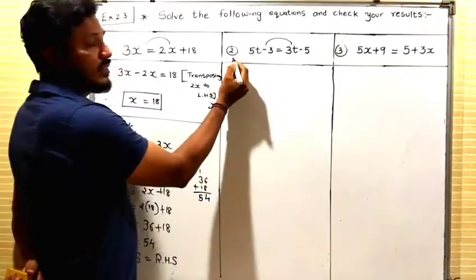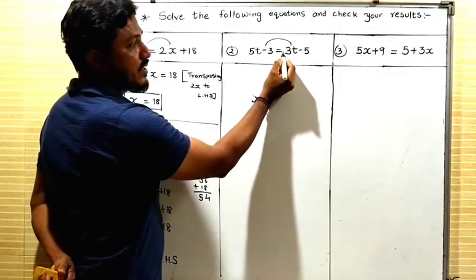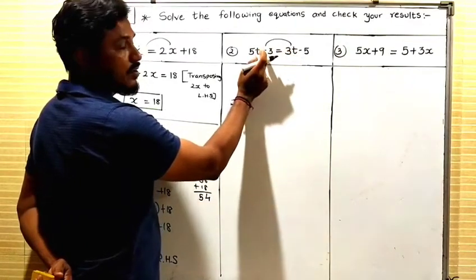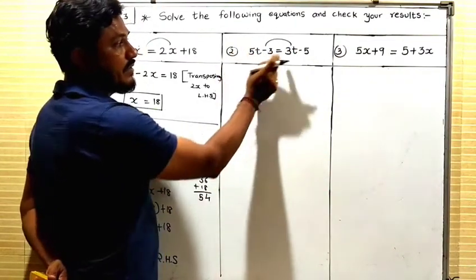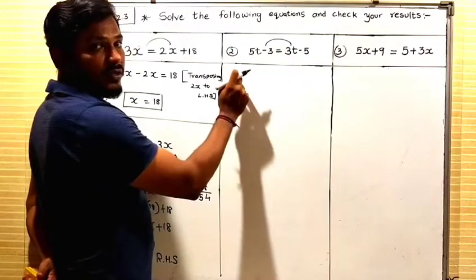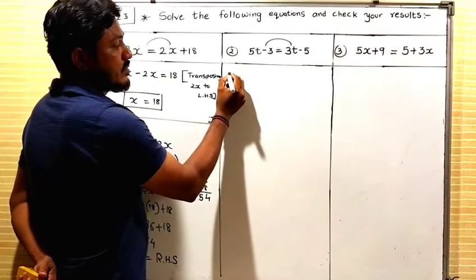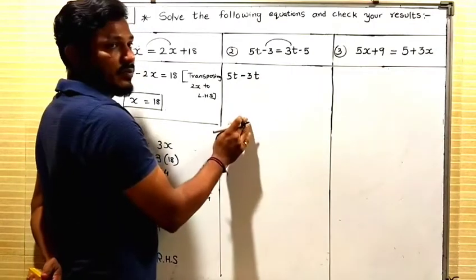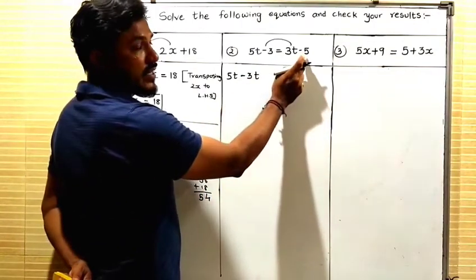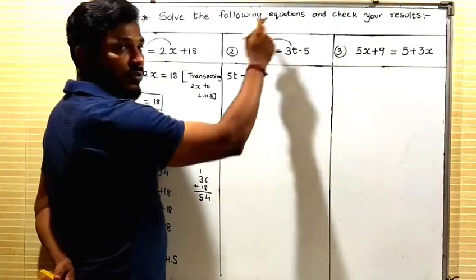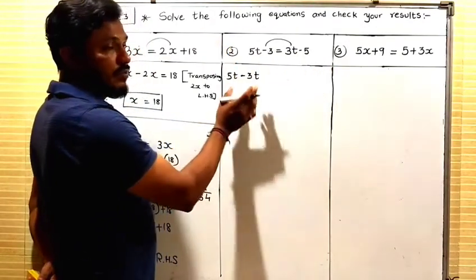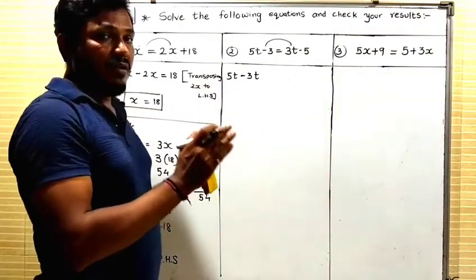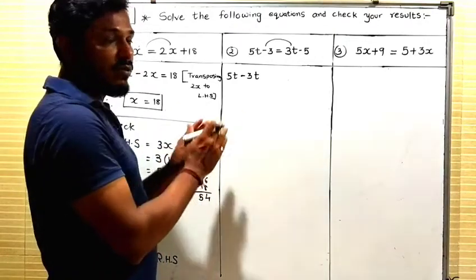Now dear student, in the question it is given that 5t minus 3 equals 3t minus 5. Here either you can bring 3t to your left or you can take 5t to your right. What I will do, I will bring the smaller value to your left hand side. So write down 5t as it is. Try to transpose 3t over here, and I will transpose this negative 3 to your right hand side. Try to bring variables on one side, either left or right, and constant terms on the other side, either right or left.